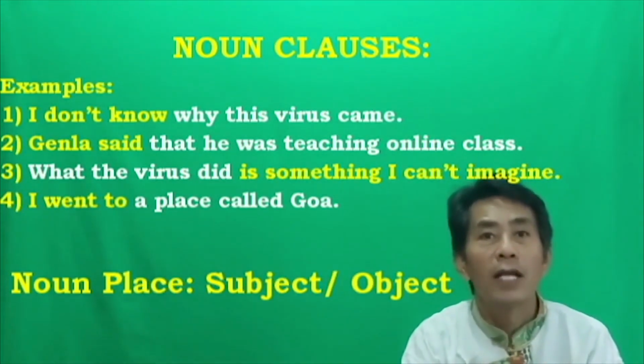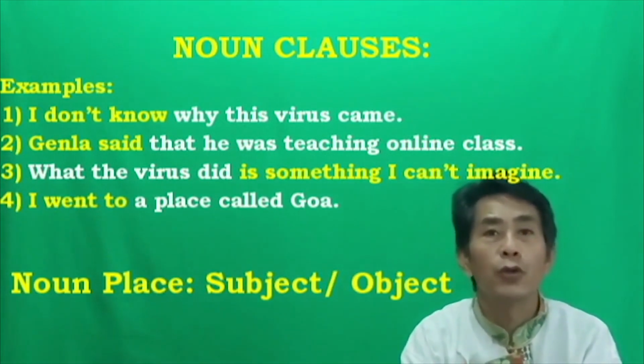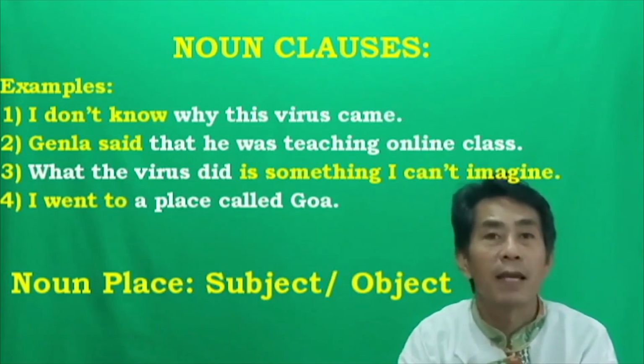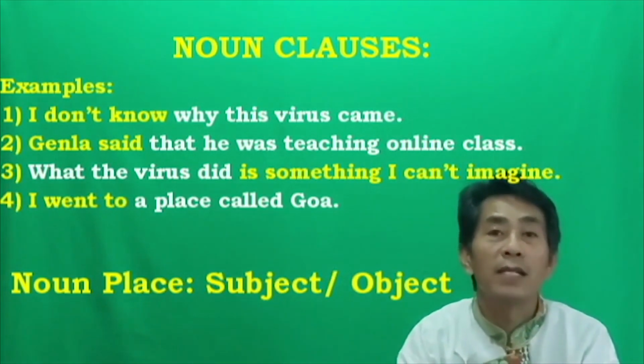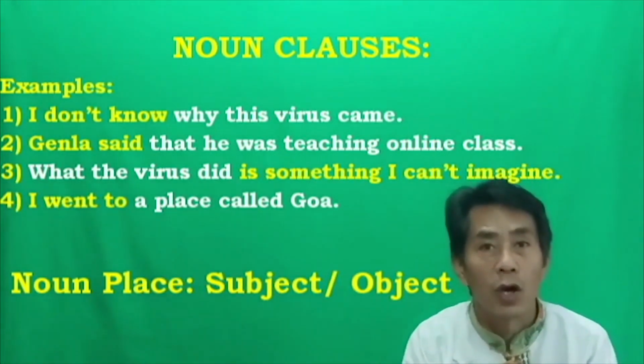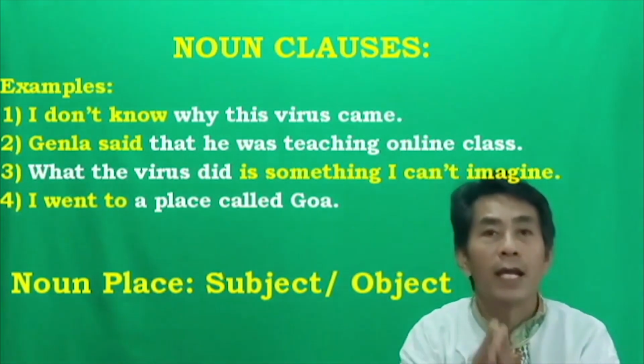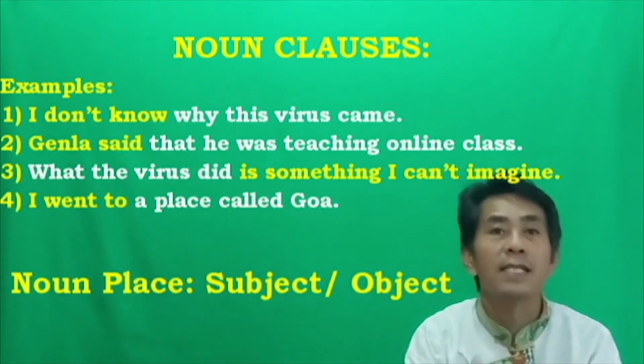Take I don't know him, or I don't know Tashi. Him and Tashi are nouns, objects, isn't it? So in place of this, we have the clause why this virus came. So why this virus came is a noun clause. Understood?